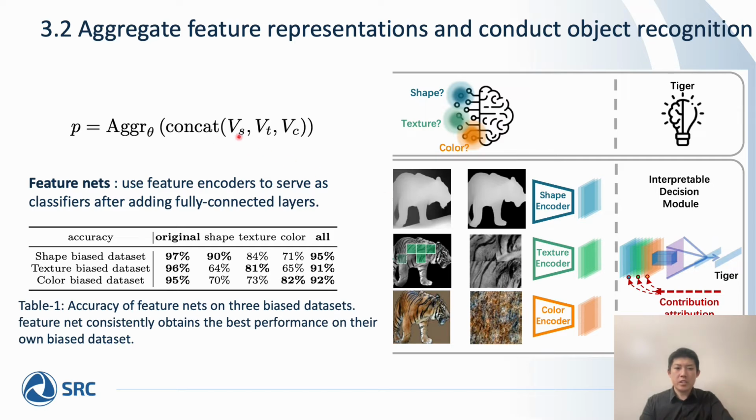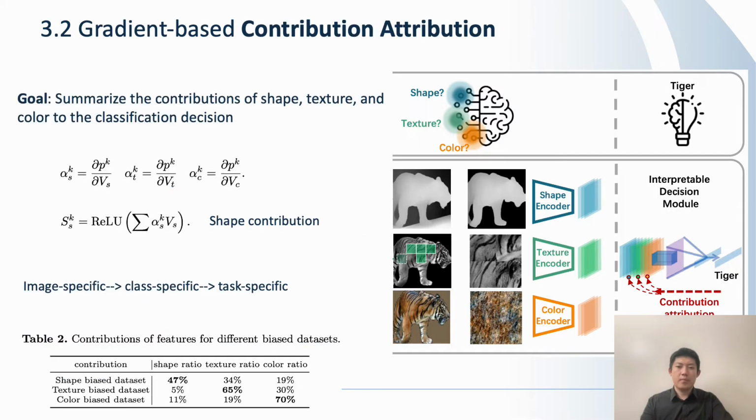We concatenate the shape, texture, and color representations and go through an MLP to give the final decision. And this is the classification performance. We put in different inputs and we have different results. So the FeatureNets consistently obtain the best performance on their own bias dataset, and when we aggregate all, we have better performance.